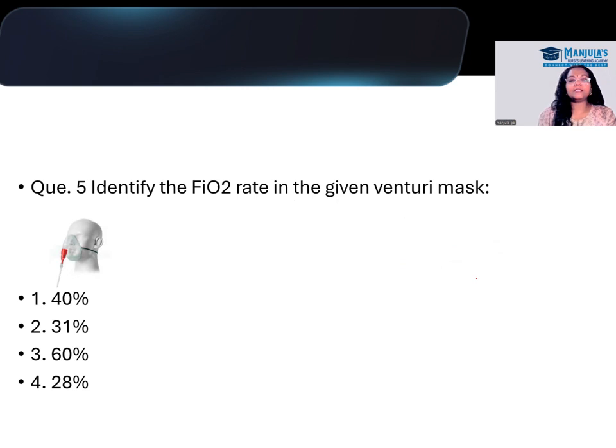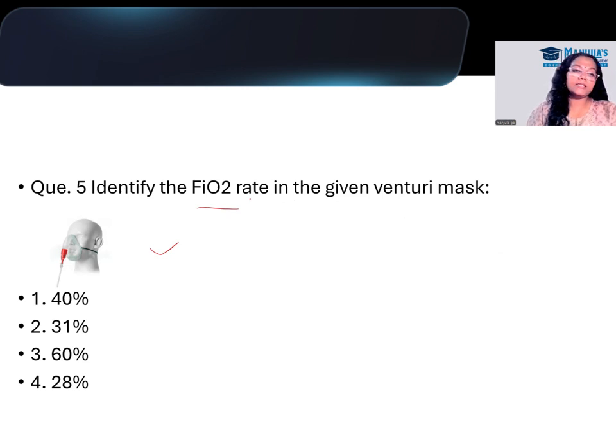Next question, identify the FiO2 rate in the given Venturi mask. So in this picture, now in NORCET questions, you can expect image based questions. Okay, they'll give you pictures of some instruments, some equipments, some catheters or some things like that, and will ask you questions based on that, either to identify the image or associated questions. Now this is such an example. Here they have given a Venturi mask and they are asking for the FiO2 that is delivered by this device.